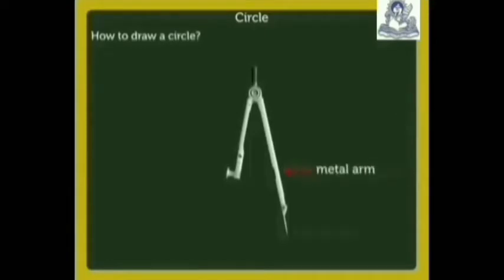Now let us learn how to draw a circle. To draw a circle, we use a compass. A compass has two arms, a metal arm and a pencil arm, connected by a hinge.